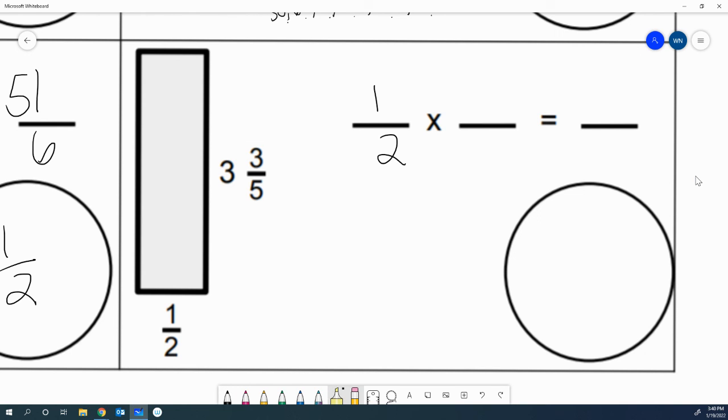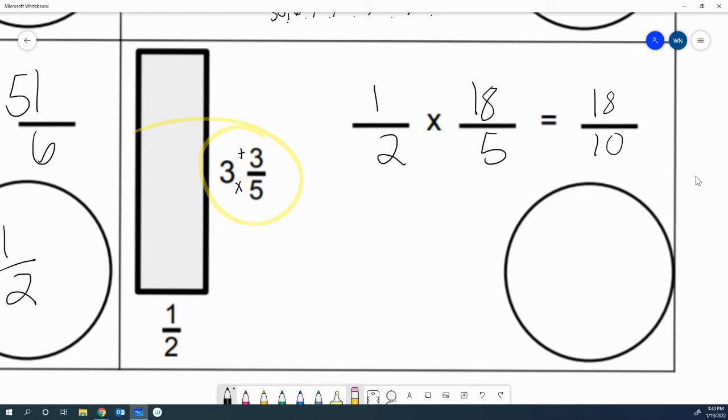Now let's do our 3 3/5. I know that 5 times 3 is 15, plus 3 is 18. So the equivalent improper fraction for 3 3/5 will be 18/5. Now let's multiply. 1 times 18 is 18. 2 times 5 is 10.